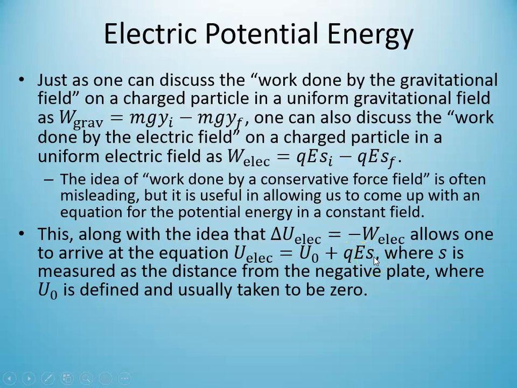Well, notice that I was pointing to Q, E, and S here. So the charge is analogous to mass, the electric field is analogous to gravitational field, and S is analogous to height, where S is the distance from the negative plate. And of course, if you release a positive charge in between a positive and negative plate, the charge is going to accelerate down toward the negative plate at constant acceleration. Sound familiar?